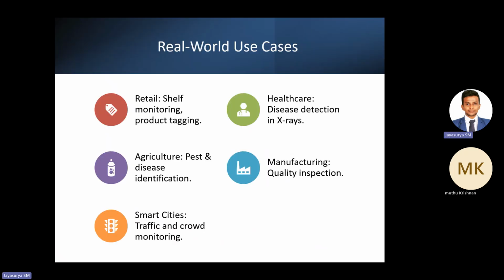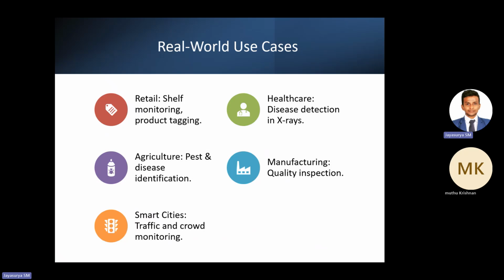Here we have the real world use cases. The first one is retail. In the retail sector, we have shelf monitoring for product tagging. A simple thing is that we'll be using edge computing, a combination of IoT and AI, so that we can manage the goods, right? If the goods are getting emptied, the managers should be notified, and it should be ready to order.